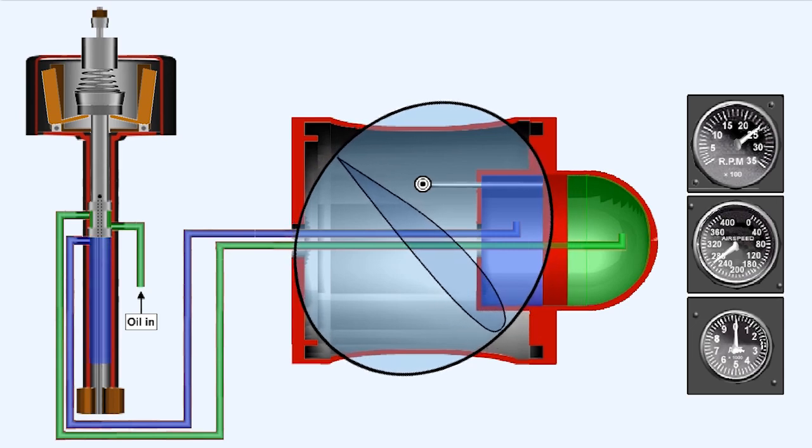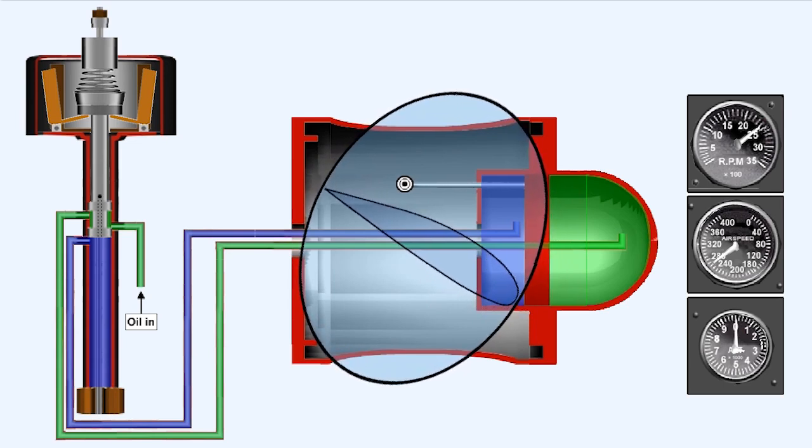As is shown in this animation, the pitch will then coarsen and propeller torque will rise as a result of the increase in the blade angle of attack. Propeller torque now exceeds the engine torque and will cause the RPM to decrease back to the selected setting.